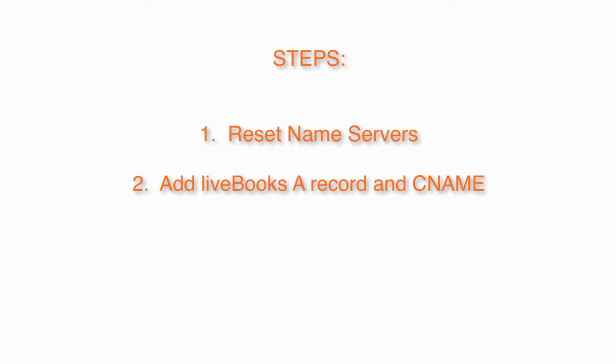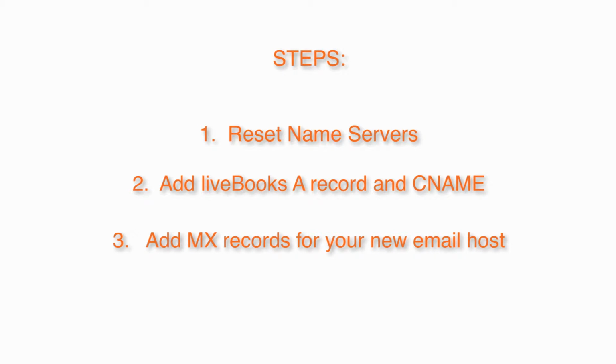Step 2. We're going to add a couple of records to make sure your domain continues to point toward liveBooks for website hosting purposes. These records are called the A record and Cname. Finally, in step 3, we're going to add the mail exchange or MX records for your new email provider. This will officially make your new email account work and replace your old liveBooks mail.